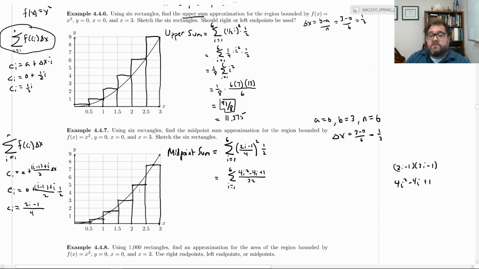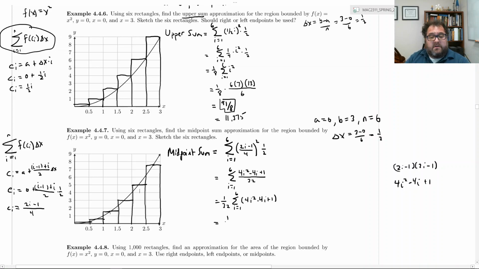But dividing by 32 is the same thing as multiplying by 1 over 32. It's a constant multiple. So I can factor out a 1 over 32 and then multiply by the sum from i equals 1 to 6 of the remainder of the numerator. So 4i squared minus 4i plus 1. And now we're to the point where we can apply the sum-difference property of summations, and I can take the summation of each of those terms individually.